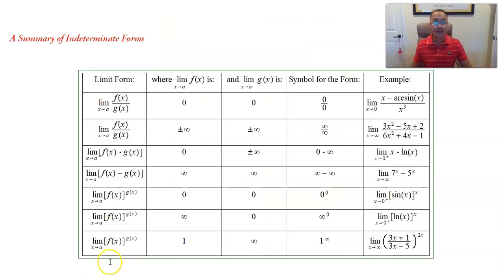Okay, so we started out by talking about indeterminate forms, and we saw the two basic indeterminate forms where we can apply L'Hopital's rule: 0 over 0 and infinity over infinity. So here are two of the examples that we saw when we can directly apply L'Hopital's rule. There are 5 more limit forms which are indeterminate. So what are they? Here we have a product of two functions. Here we have a difference of two functions, and we have powers.